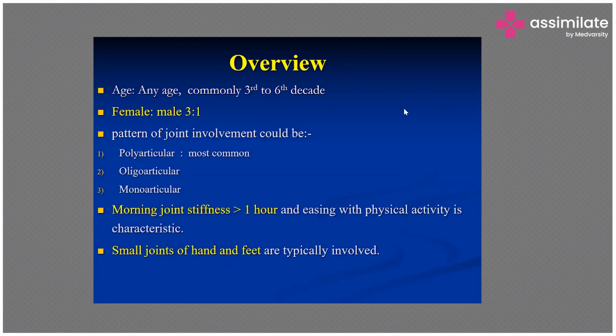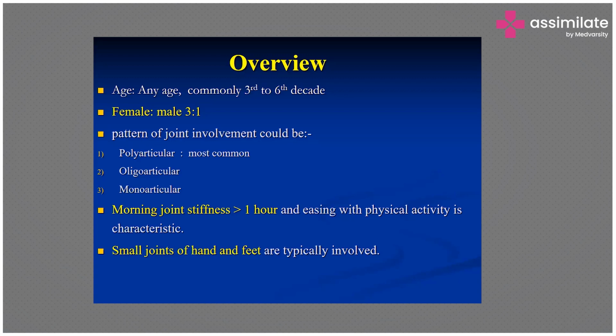As an overview, it can happen at any age, and it happens mostly in the 3rd to 6th decade. The female to male ratio is 3:1. You have to remember that. The pattern of joint involvement can be polyarticular, oligoarticular, and monoarticular. Can anyone tell what oligo, poly, and mono mean? What is polyarticular? Yes, many joints is polyarticular.